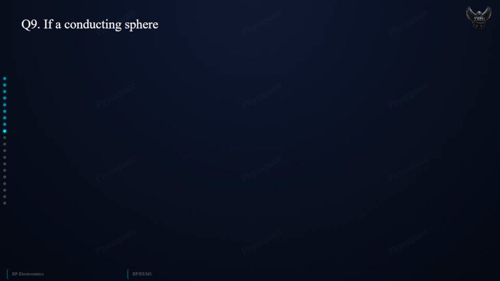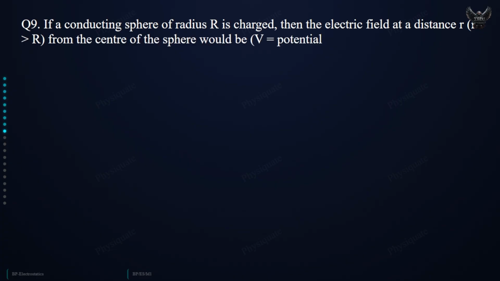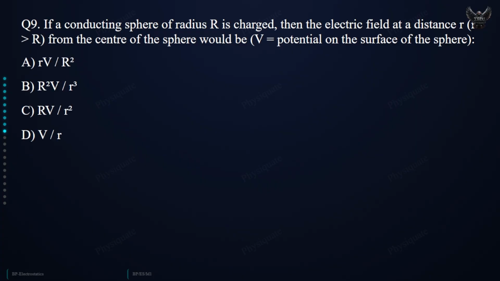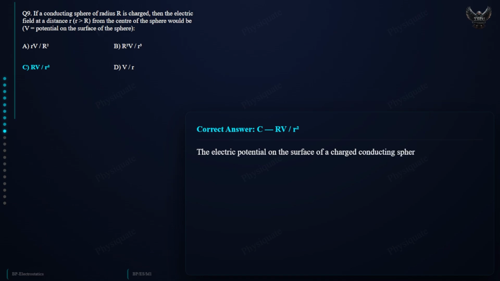Question 9. If a conducting sphere of radius r is charged, then the electric field at a distance r from the center of the sphere would be, V equals potential on the surface of the sphere. Correct answer is option. The electric potential on the surface of a charged conducting sphere is given by V equals kq divided by r, where q is the total charge on the sphere.